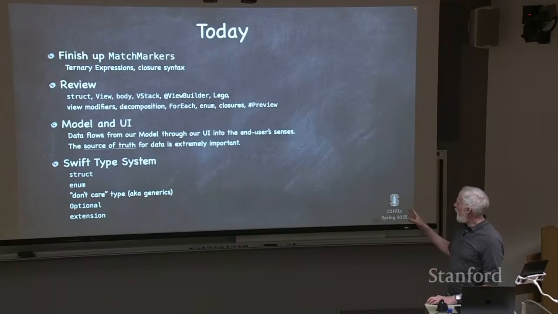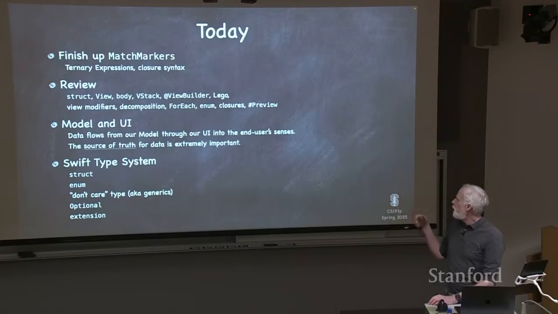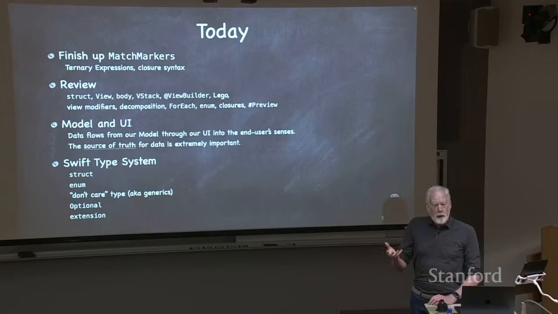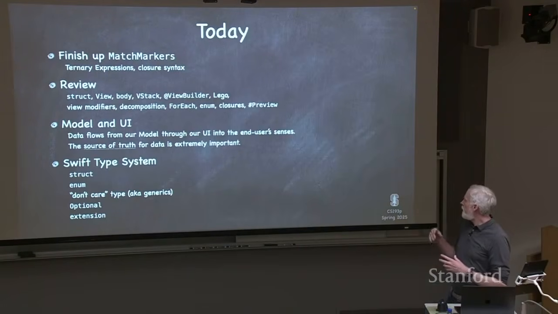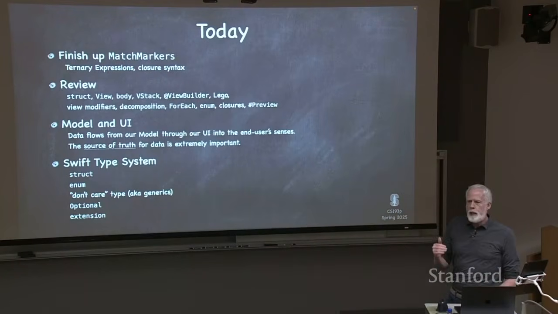But for me to do that, I really need to talk about these topics up here, model and UI and Swift type system. We need to really understand the fundamentals of those. And you are reading about those things a little bit, not so much model and UI, but the Swift type system in your reading. But I'm just going to call out some of the key parts of the type system in Swift. All right?